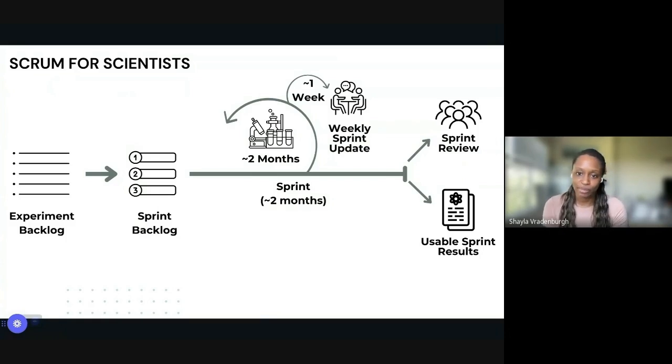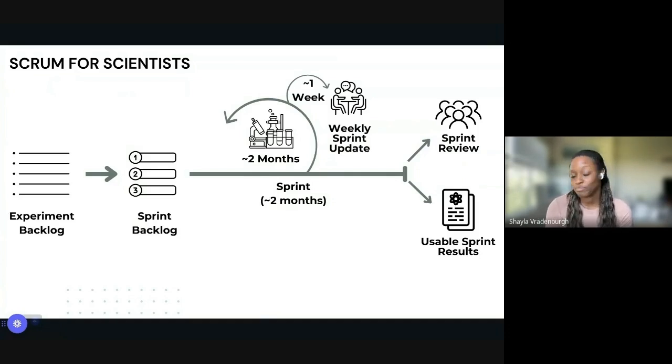So first you have the experiment backlog. This is essentially just a place that houses all of the different experiments that you're trying to complete for your project. Then you have the sprint backlog. This is going to be a prioritized subset of that experiment backlog, and these are going to be the things that you actually accomplish during the duration of your sprint. Then you have the sprint, which is the duration of time in which you're doing your experiments.